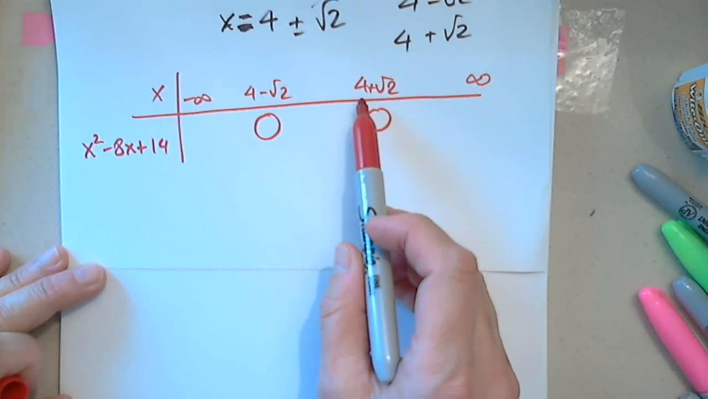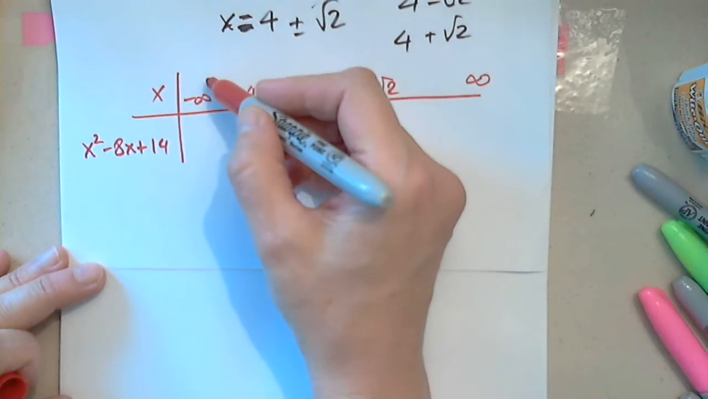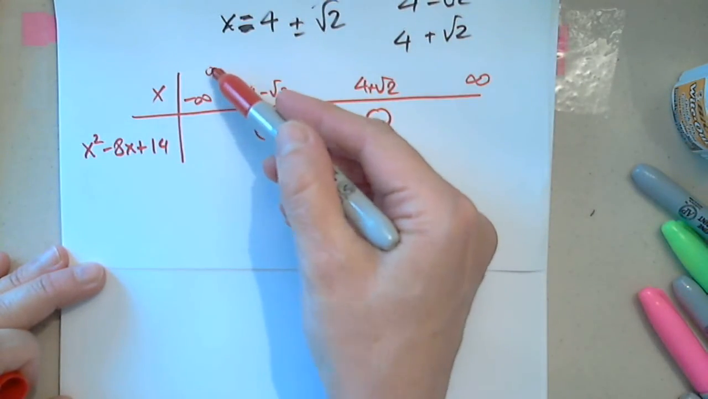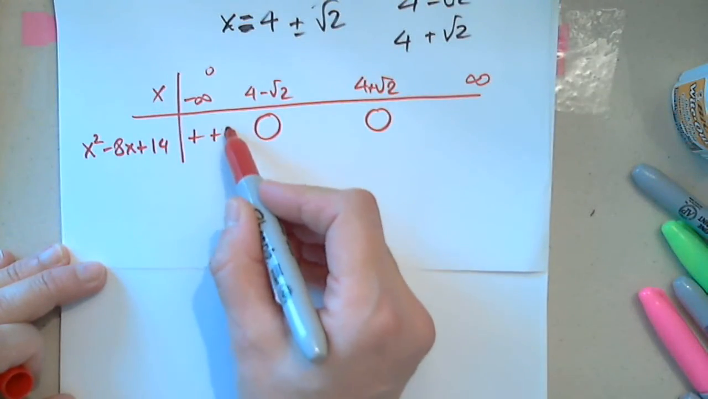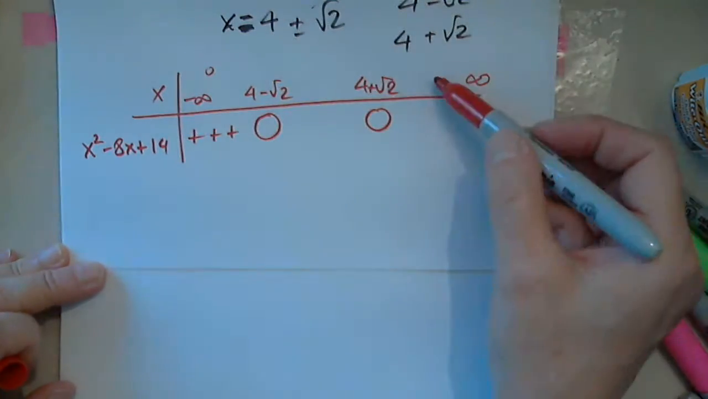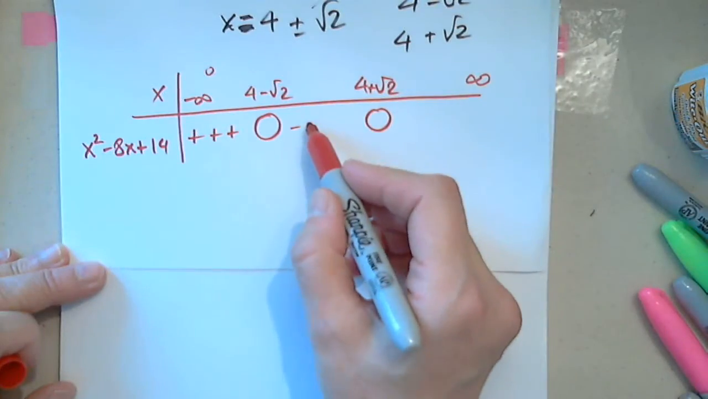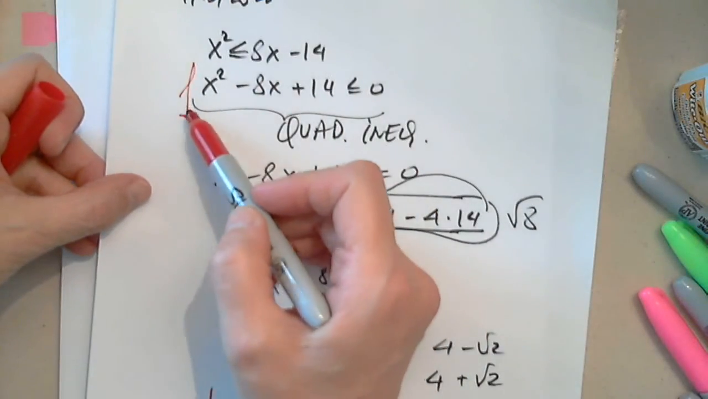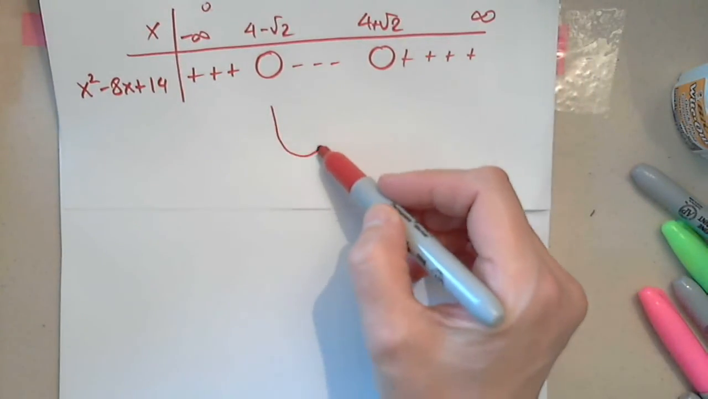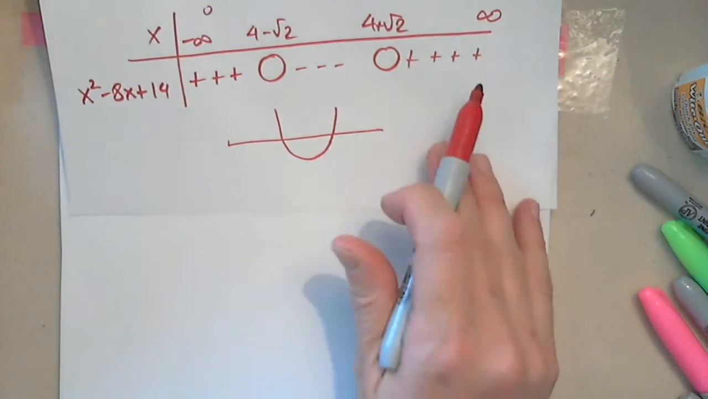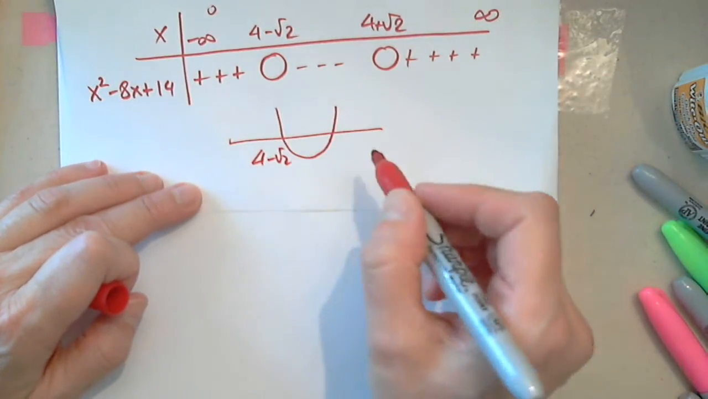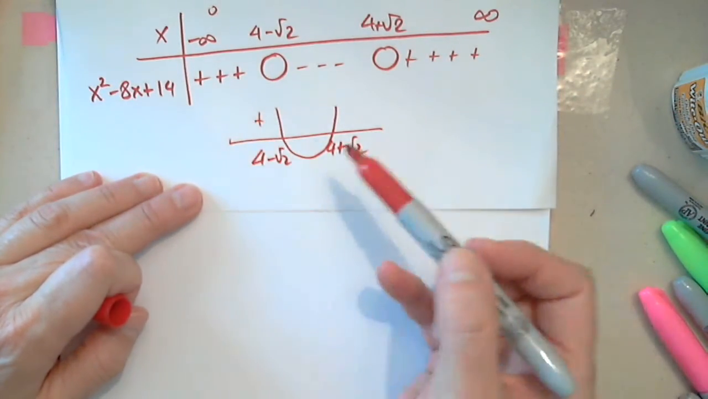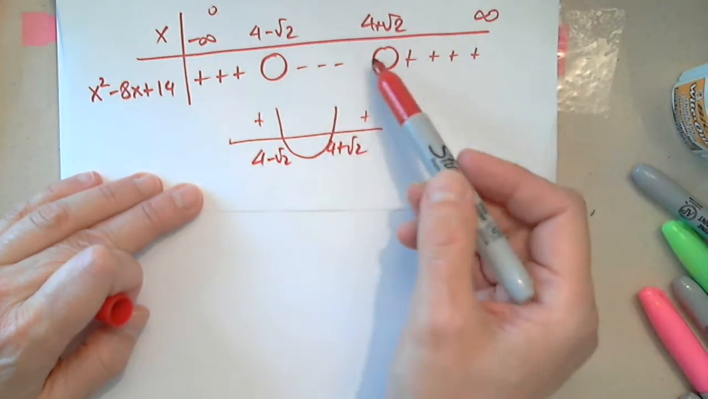Both of them are positive. Okay? So I can choose 0. 4 minus the square root of 2 is positive, it's not 0. I can choose 0, and I know it's positive. And I can choose whatever else to the other side. I don't care. I know this is the situation. How do I know? The leading coefficient is 1, which means the parabola opens up. It crosses at 4 minus the square root of 2, and it crosses at 4 plus the square root of 2. Is this side positive? Yes. Is this side positive? Yes. And what about in between? Negative.